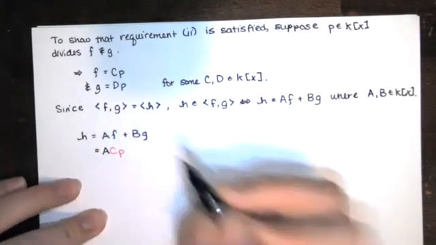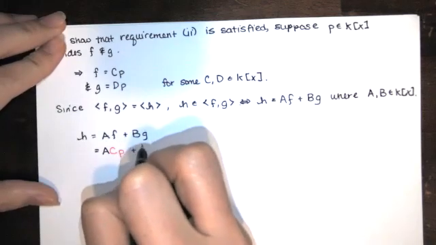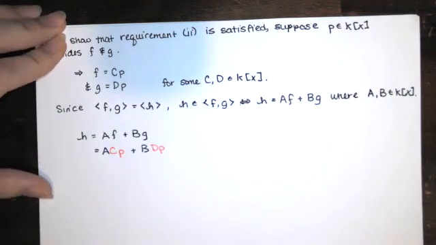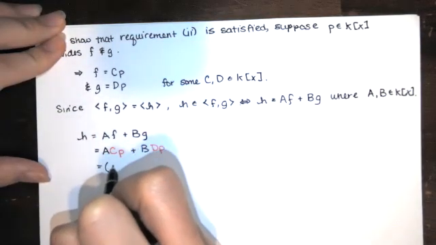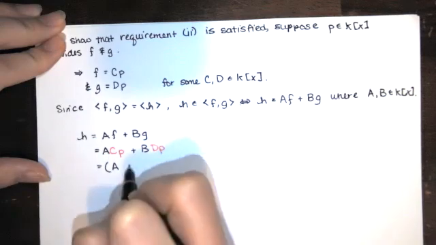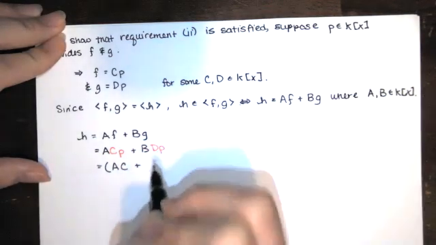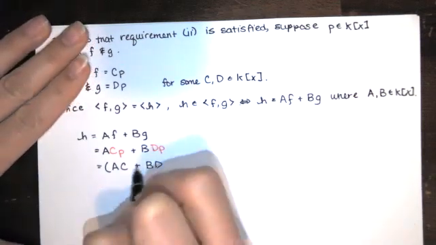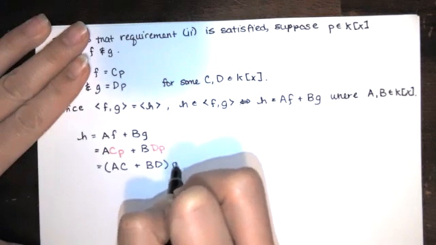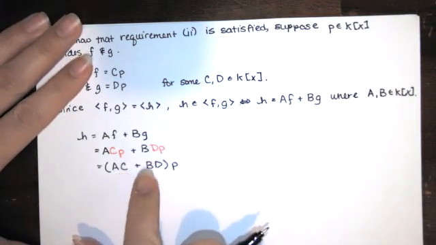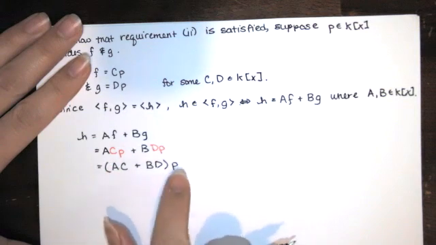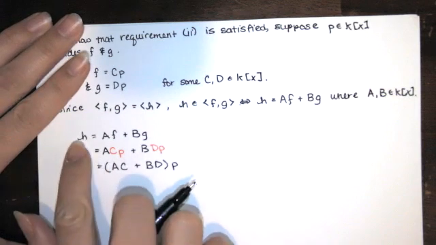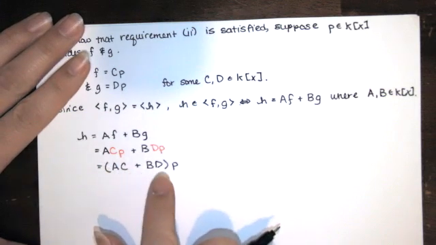F is CP. According to this, G is D times P. And of course, you can factor out P from this term and this term. I'm using the term loosely: expression separated by a plus addition sign. And since A, C, B, and D are polynomials, this is a polynomial times P. And of course, the polynomial is also in the ring. So H is equal to this polynomial times P.